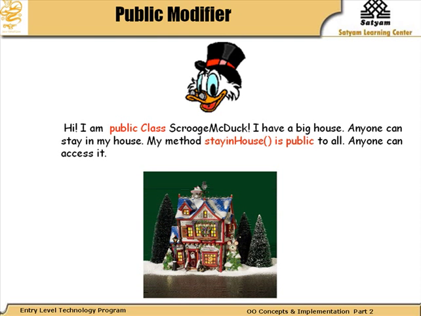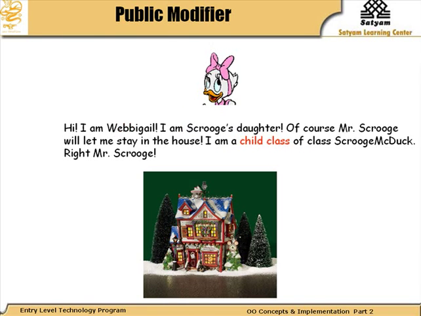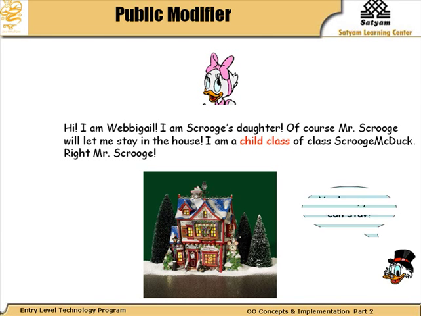Hi, I'm public class Scrooge McDuck. I have a big house. Anyone can stay in my house. My method stay in house is public to all. Anyone can access it. Hi, I'm Baby Girl. I'm Scrooge's daughter. Of course, Mr. Scrooge will let me stay in the house. I'm a child class of class Scrooge McDuck. Right, Mr. Scrooge? Yeah, dear, you can stay. Thank you.